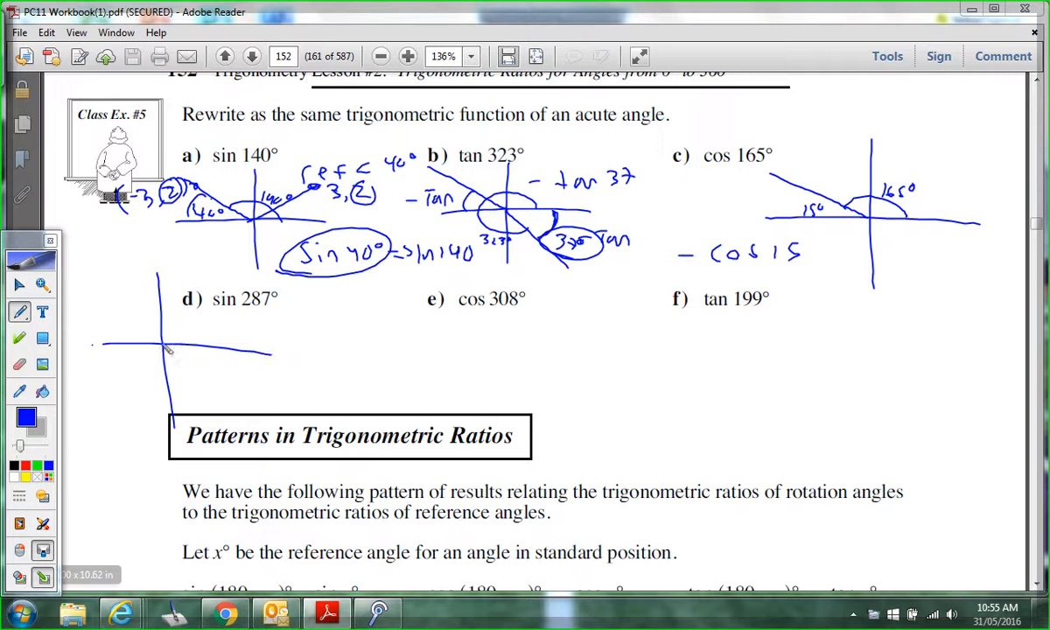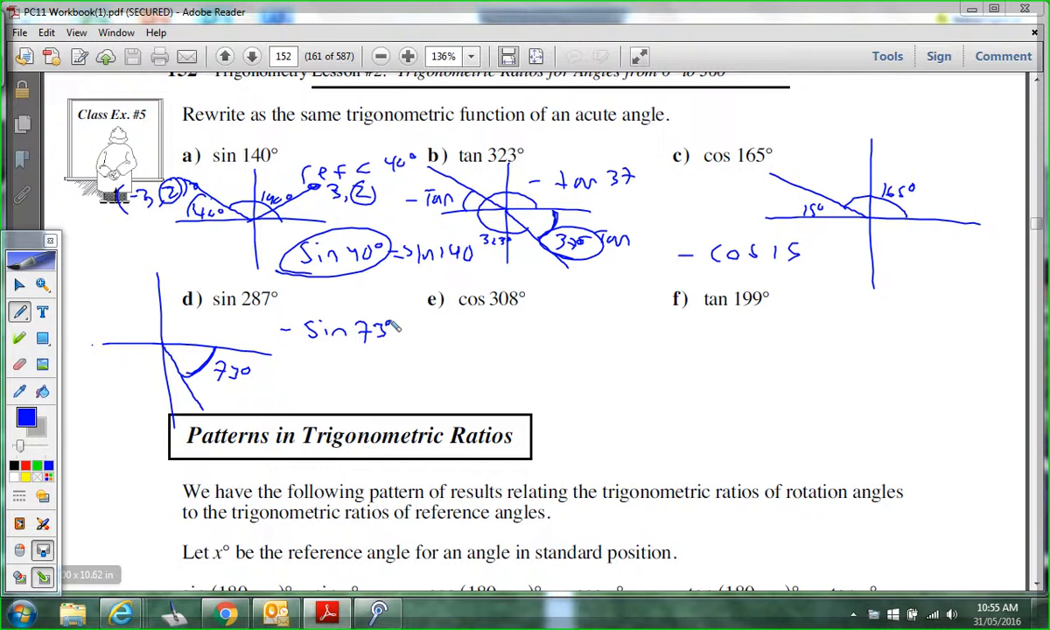287, so that's past 270, so that's going to be right about here. That's going to be 13 plus 60, so 73 degrees is that reference angle. Is sine positive or negative here? Negative, right? A couple ways to think about it. CAST, it's a C, or sine is y, and we're below. Two ways. So we're going to go negative sine 73.